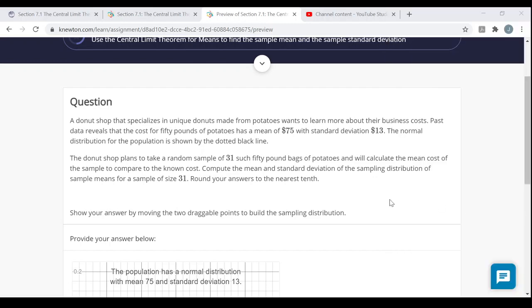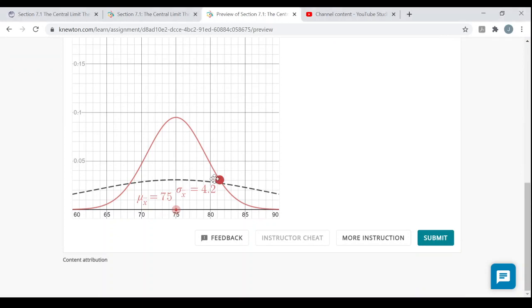Right. So down here, back on this graph, I move the standard deviation over to 2.3. There you go. So again, the black distribution is for x, just the cost of one bag of potatoes. The red distribution is for x bar, which is the average cost of 31 bags of potatoes. Totally different. The black dotted distribution is for the cost of one bag of potatoes. The red distribution is for the average cost of 31 bags of potatoes. So same mean and a smaller standard deviation.